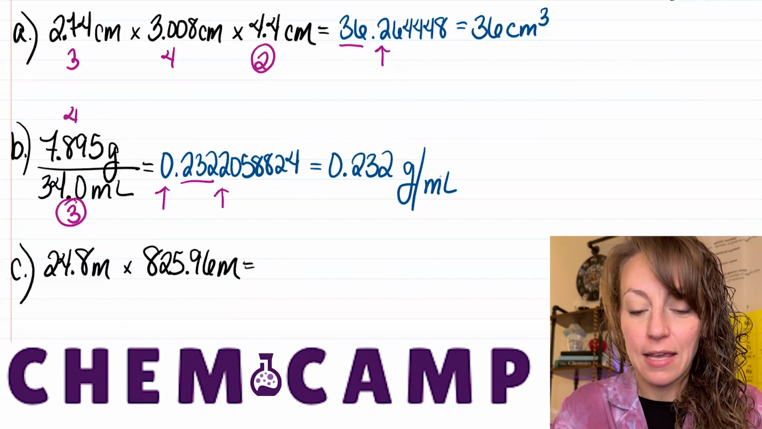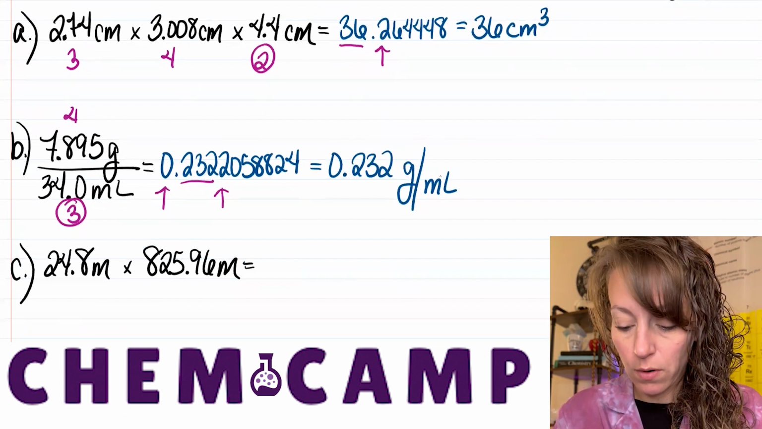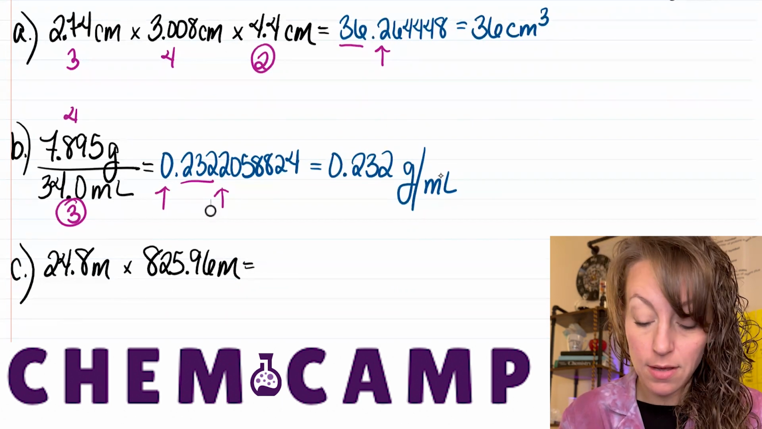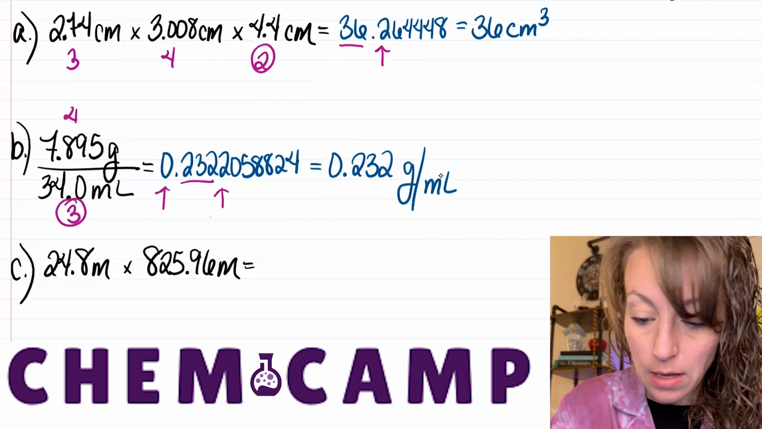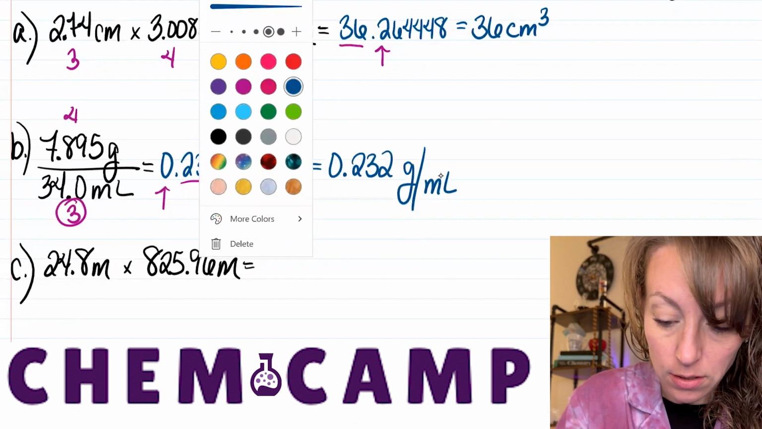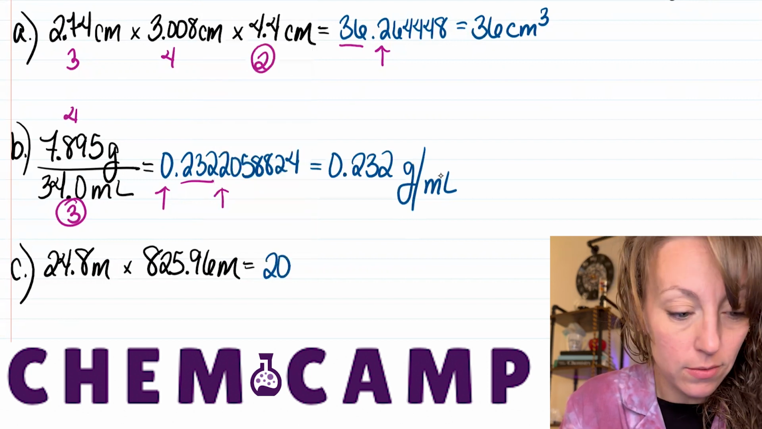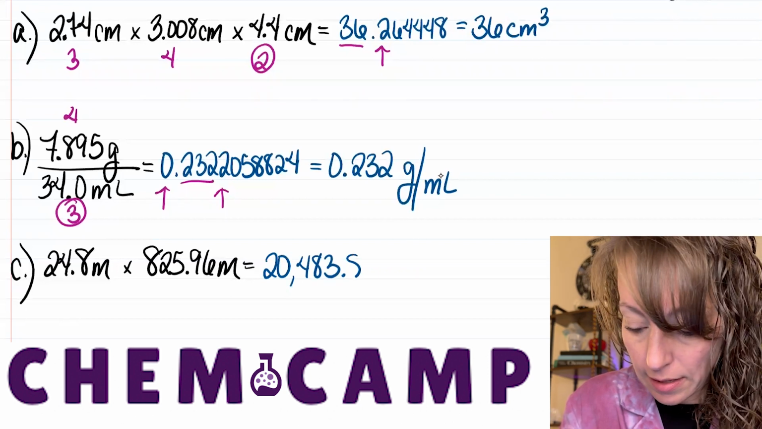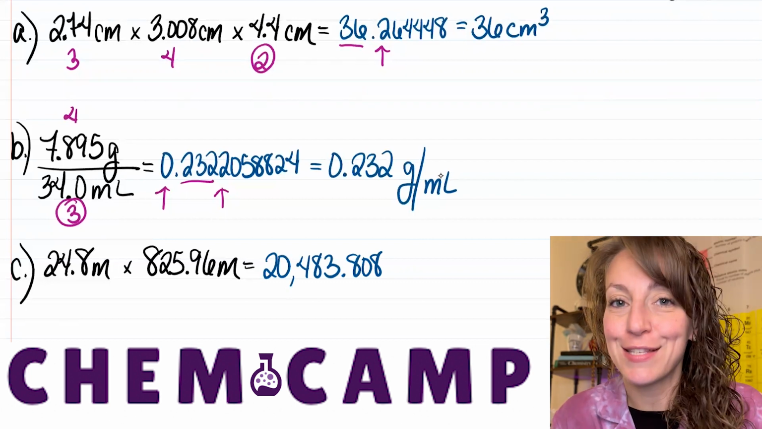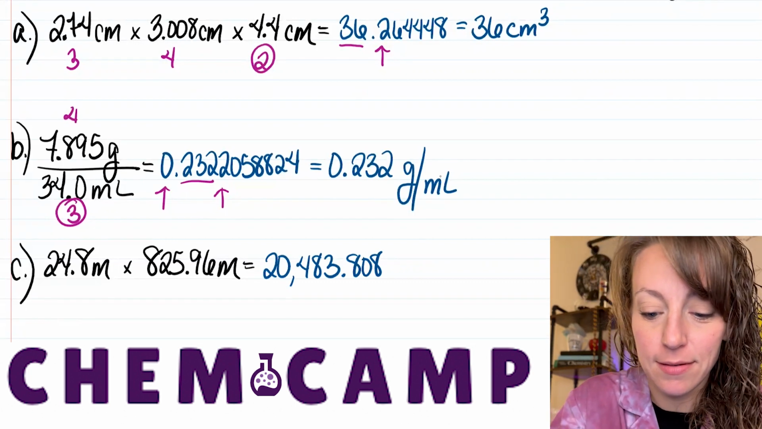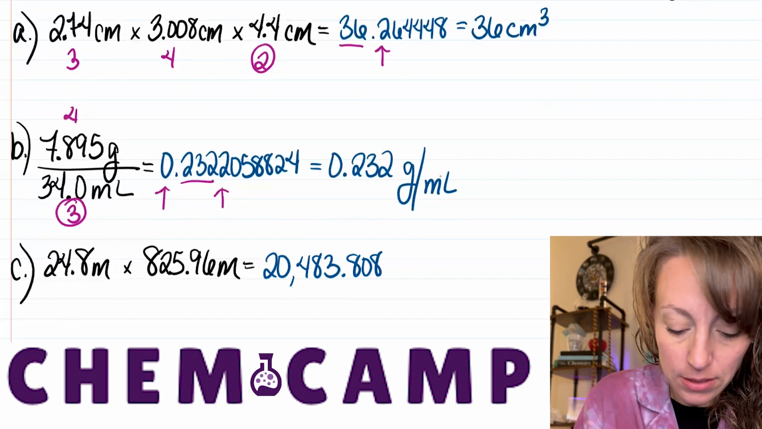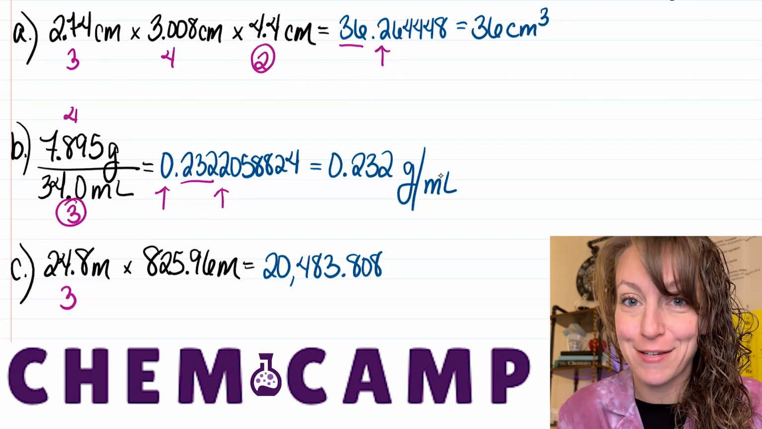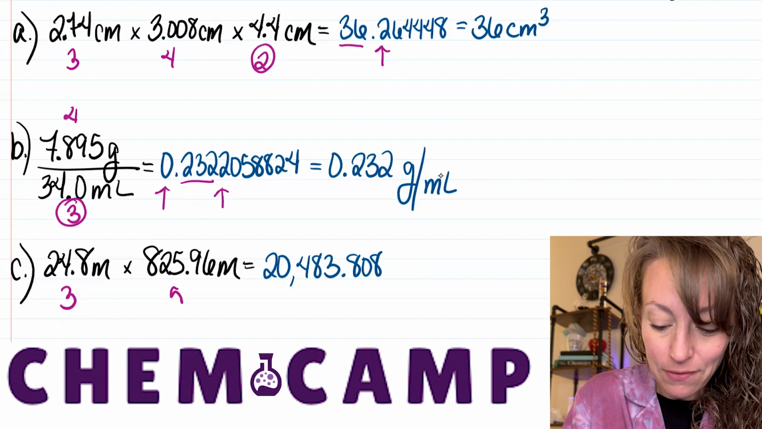In letter C, they have us take 24.8 meters times 825.96 meters. That gives us an answer of 20,483.808. Let's take a look at how many sig figs are in our measurements. In the first measurement, we have all non-zero digits. That gives us 3 sig figs. And in the second measurement, we also have non-zero digits only. So we've got 5 sig figs there.